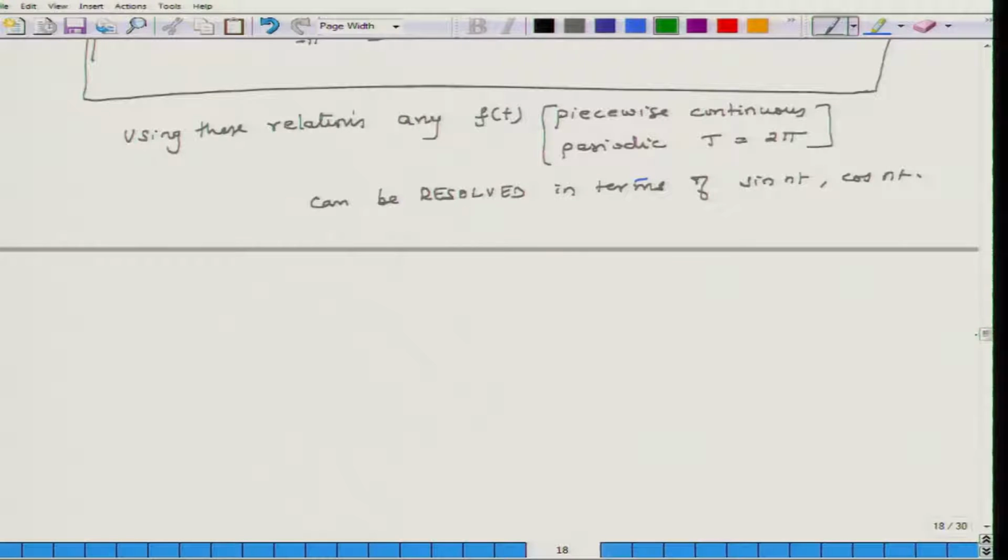Now, the only limitation here is that T has to be 2 pi. In the next class, we will expand our scope and see how we can represent the signal if it is periodic, but the time period need not be 2 pi seconds. Then how do we transform it, and then we will do an example. So, with that we close the discussion for today, and I look forward to seeing all of you tomorrow. Thank you.